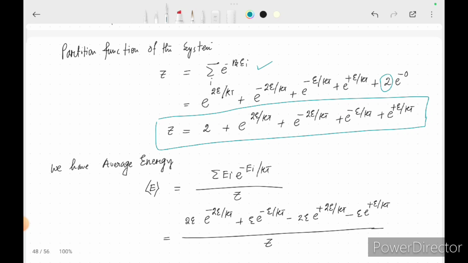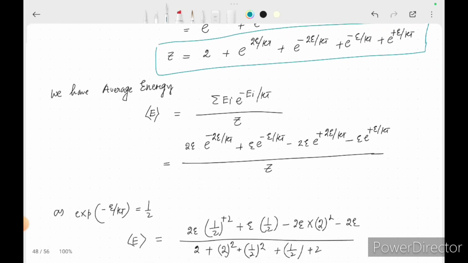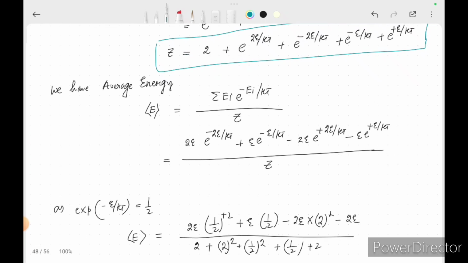Now we calculate the average energy. We already know the formula of average energy. If you know the partition function, this is the formula: the summation over epsilon i e to the power minus epsilon i upon kT, divided by the partition function. So this is the energy of a particular total energy state. First energy is minus 2 epsilon, so that gives minus 2 epsilon e to the power 2 epsilon upon kT. Next energy is minus epsilon e to the power epsilon upon kT. Next energy is plus 2 epsilon e to the power minus 2 epsilon upon kT, and plus epsilon e to the power minus epsilon upon kT, and plus 0, these two energy states. Okay, and this is the partition function.